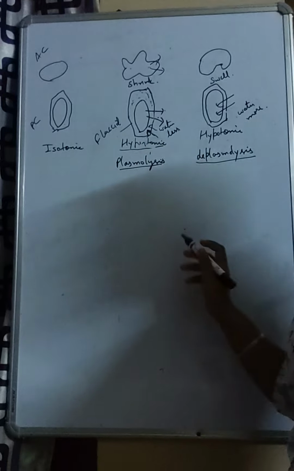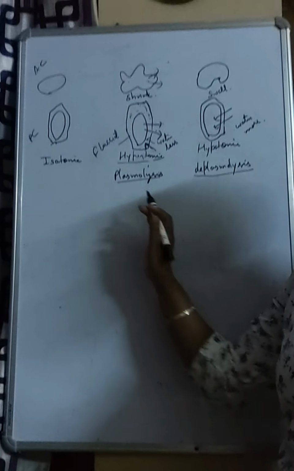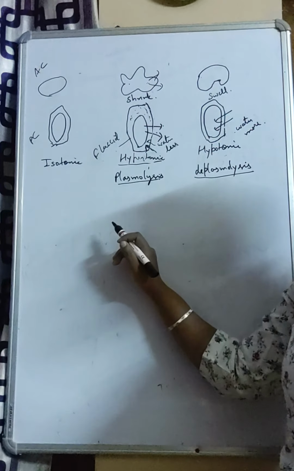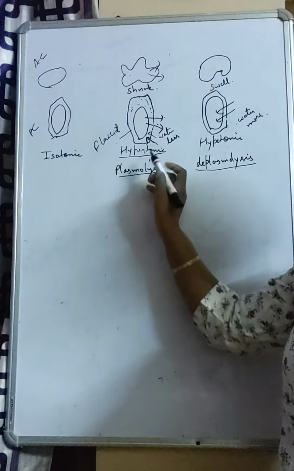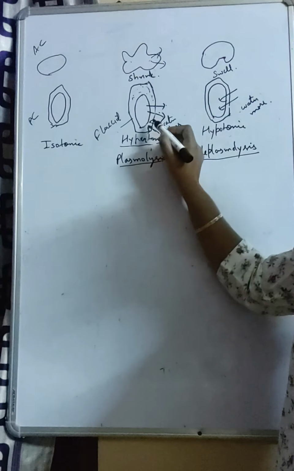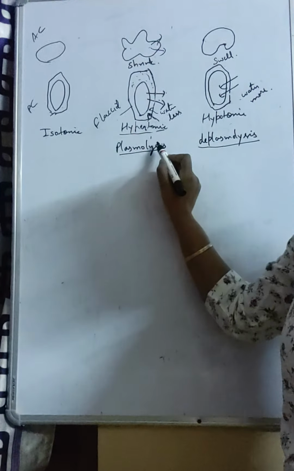So if you are adding a lot of fertilizers, normally some of the farmers feel like if you put more fertilizers to the soil, we will get more growth. But actually if you are putting a lot of fertilizer, you are making the surrounding hypertonic and the cells may die because of that.